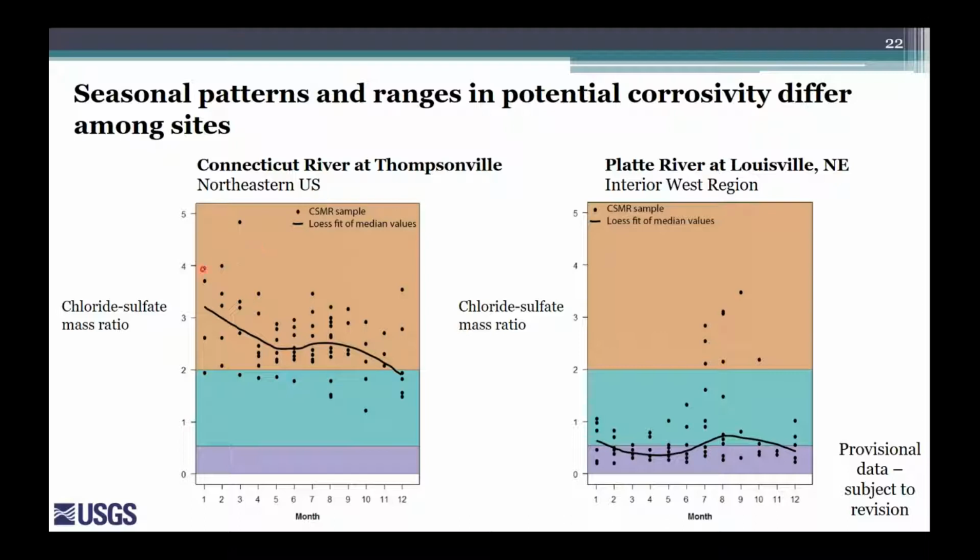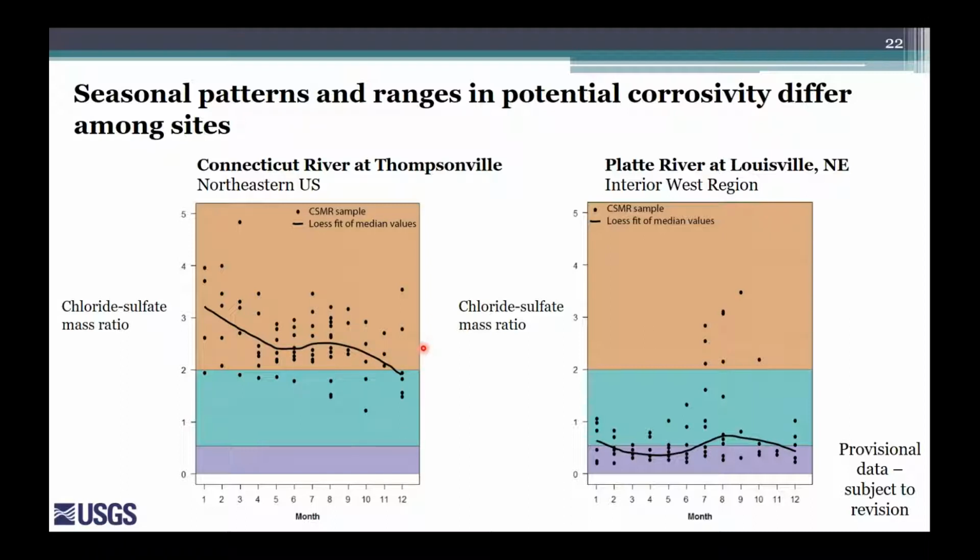And what we're looking at here, these dots, are the individual observations of chloride to sulfate mass ratio over an annual cycle. On the x-axis are numbers that correspond to the month of the year, so that January would be 1 and December would be 12. And we're also looking at the central tendencies, or a LOESS smooth, of those observations over time.